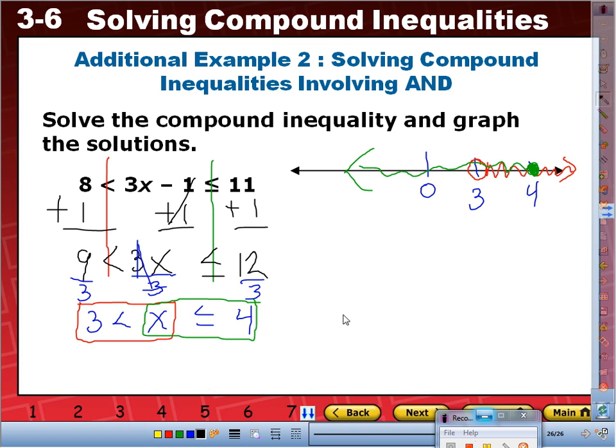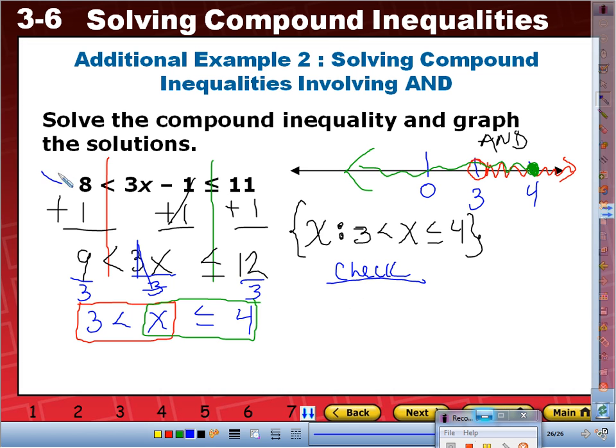So, do we have both graphs intersecting? Yes, this is known as "and." Let me write my solution set: the set of all x's such that 3 is less than x, less than or equal to 4. All right, let's check this.